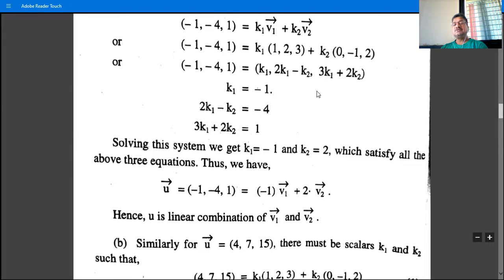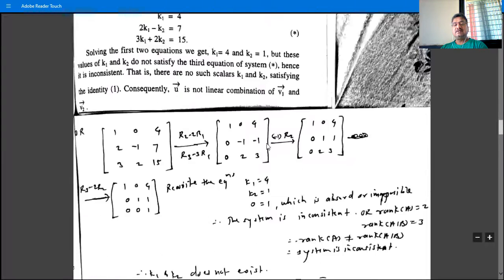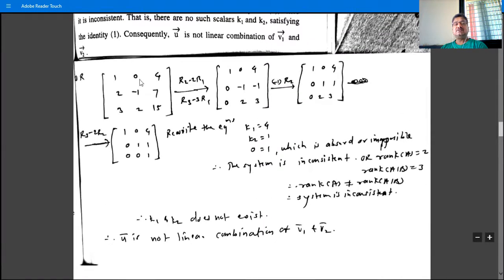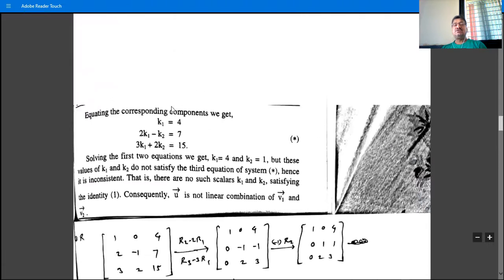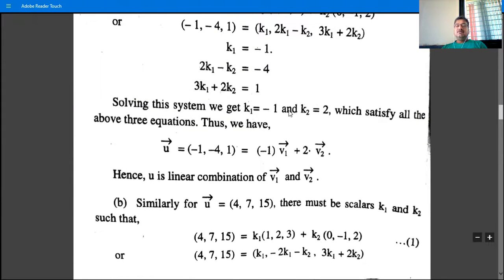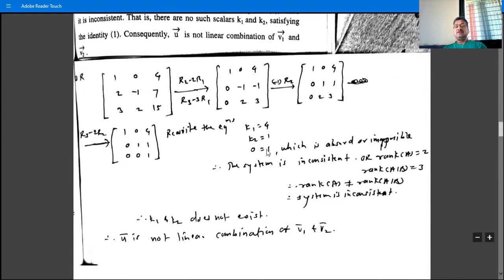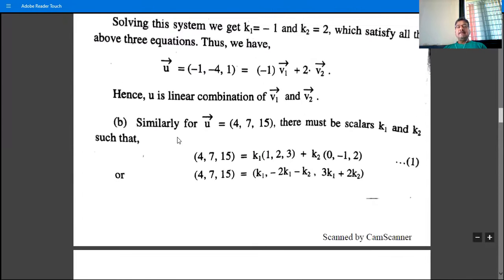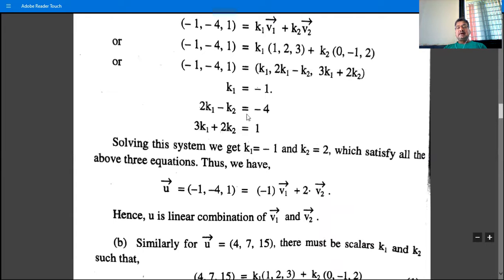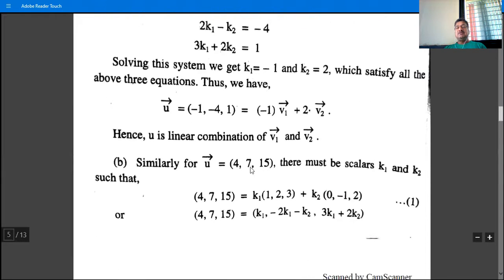The first row of the augmented matrix is 1, 0, -1. The second row is 2, -1, -4. The third row is 3, 2, 1. We have a matrix of order 3 by 3, and then reduce the matrix to echelon form. We have K1 equal to -1 and K2 equal to 0, and the last equation is 0 equal to 0. So solve the system by using this method or the Gauss elimination method.